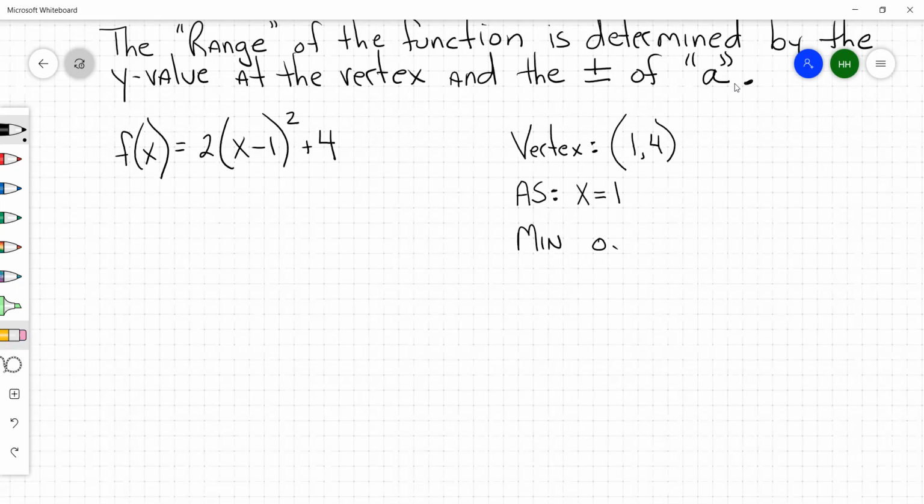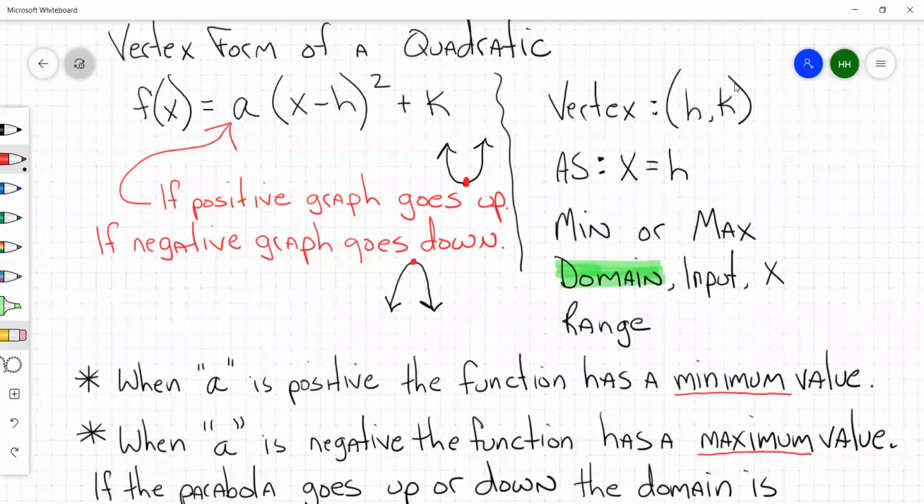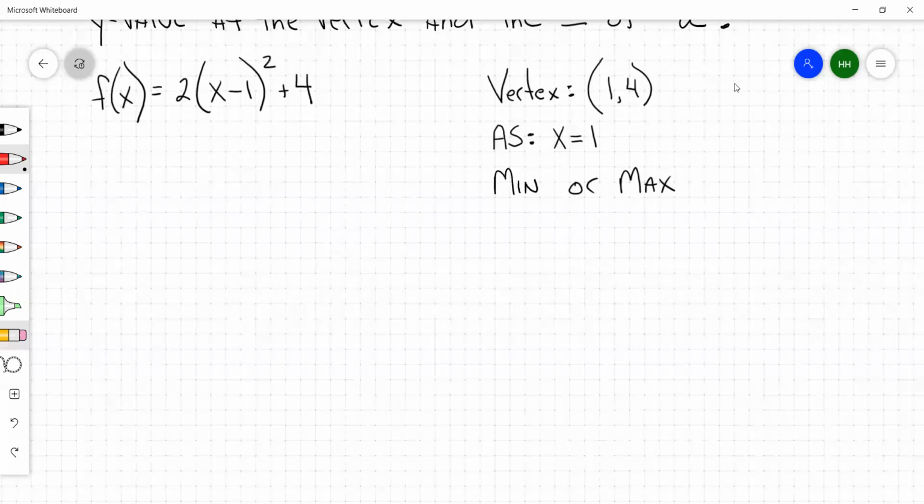Does this graph have a minimum or a maximum value? Does the graph go up or down? If the graph goes up, does it have a minimum or maximum value? It's got a minimum value. Good.